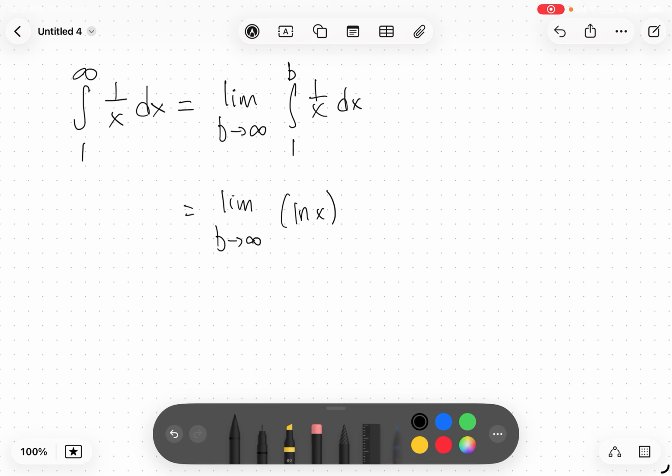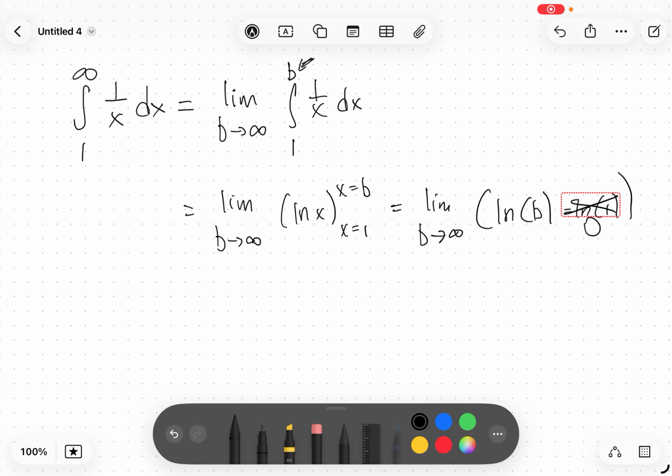So that's going to be x equals 1, and then x equals b, right? Because b was our upper limit. Okay, and if we do this, we're going to have to figure out what happens to our natural log function as the b gets infinitely large. And of course, the natural log of 1 is 0, right? So the natural log of 1, we can ignore that because that's 0.